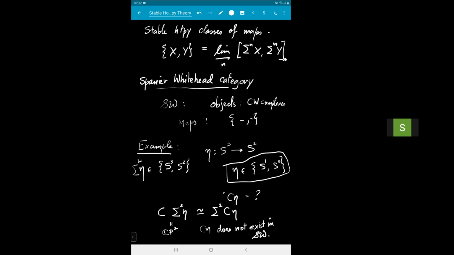So this Spanier-Whitehead category, although it has these homotopy classes of maps, does not capture the stable homotopy category because we cannot do homotopical constructions. So we need to construct a category which has the topological spaces and where the suspension functor is homotopically inverted, and for that we define spectra.